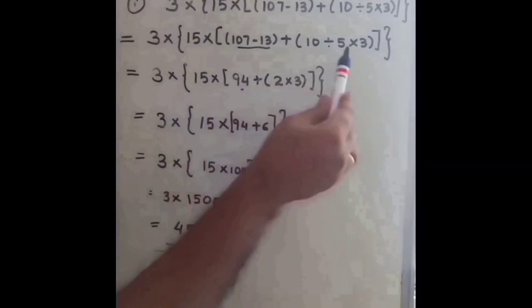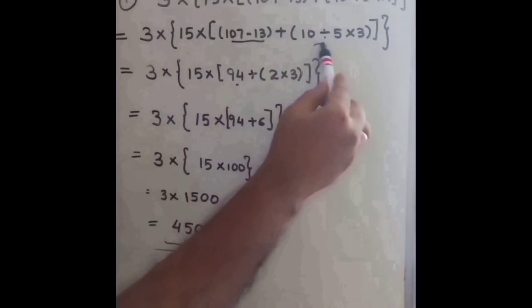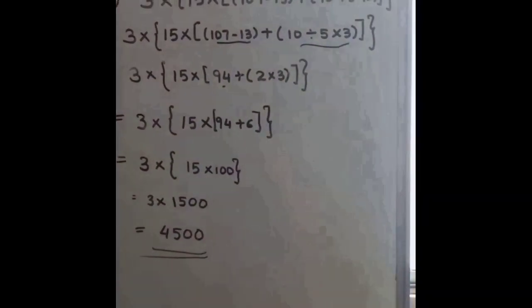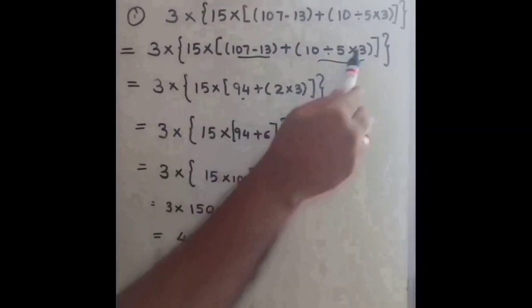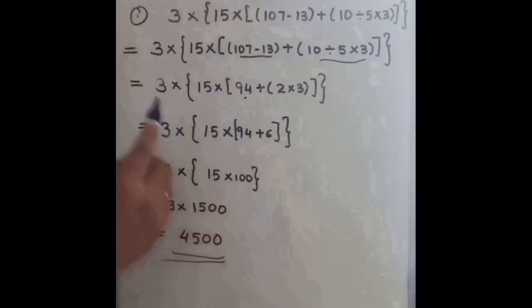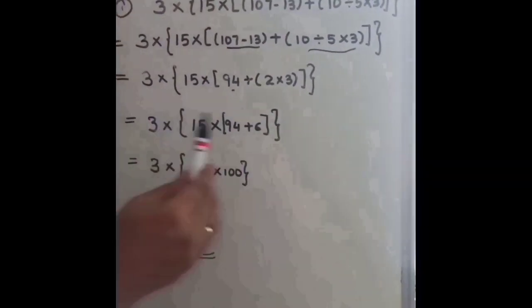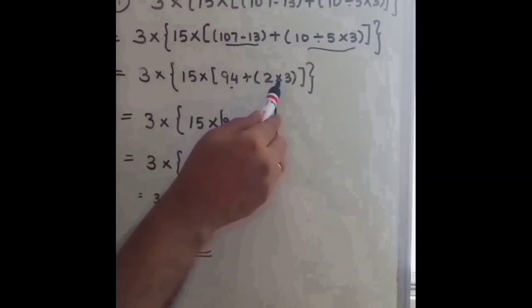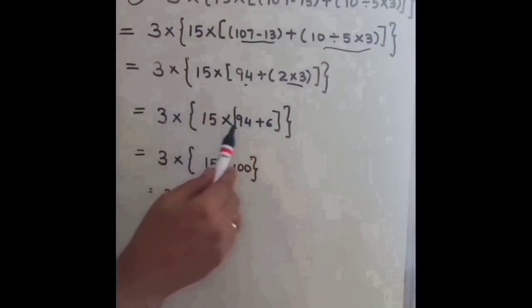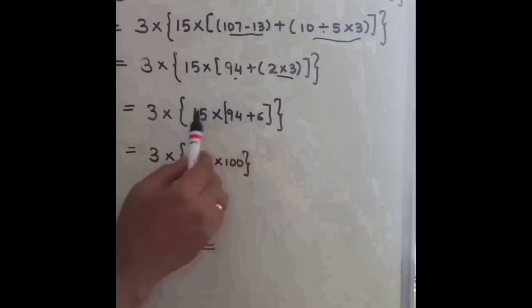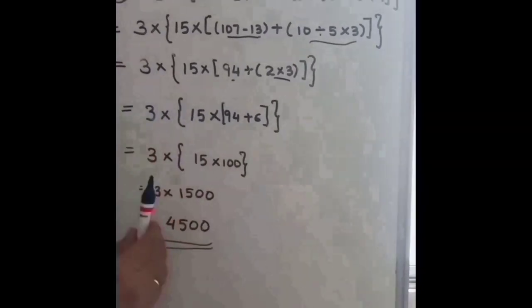Okay, and in this case we are going to solve the division part. 10 divided by 5, that is 2, and into 3. That's the next step. We'll solve the 2 into 3 part first. 2 into 3, that is 6. So 94 plus 6 in bracket, 15 and 3.